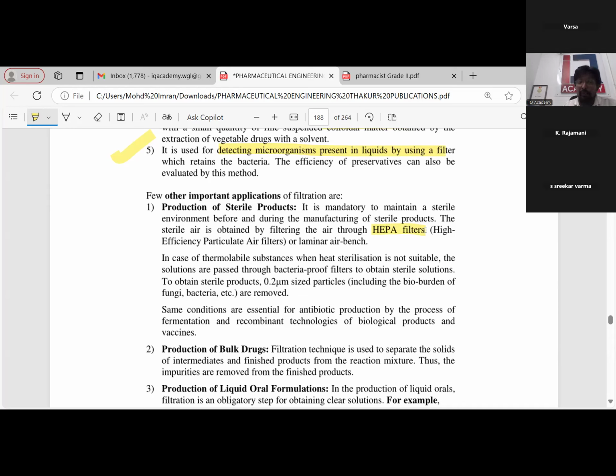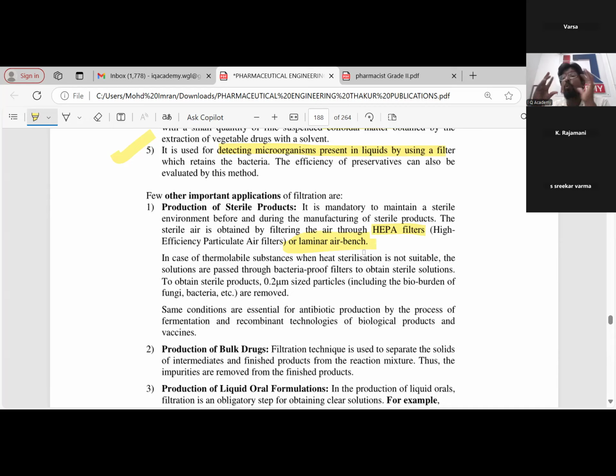So HEPA filters are very, very important in aseptic processing, in monitoring the air. Okay, so that is also a very important application, especially laminar airflow benches, aseptic lines, aseptic rooms. We are going to use HEPA filters. See, while preparing parenterals, previously they used to have aseptic rooms. I hope you know what aseptic rooms are. Class 100 rooms, class 1000 rooms, class 10,000 rooms. Maintaining these rooms is costly.